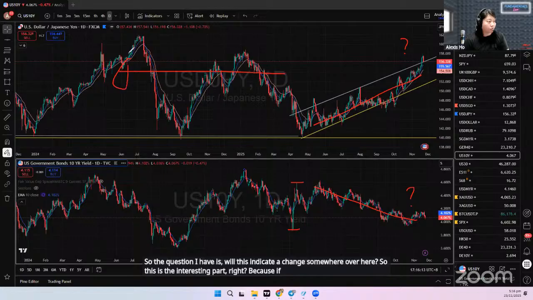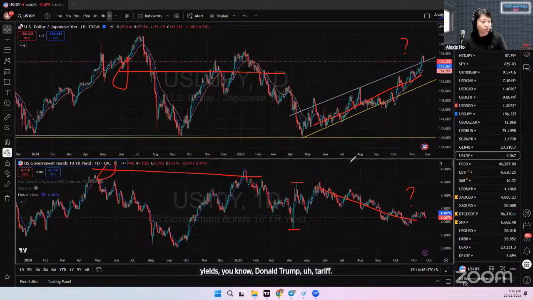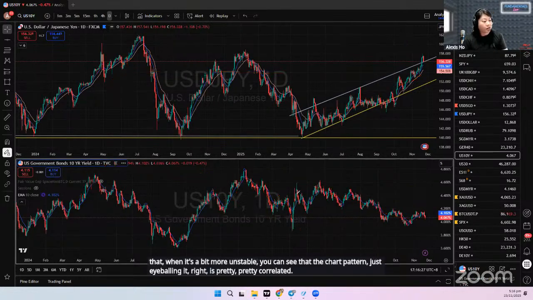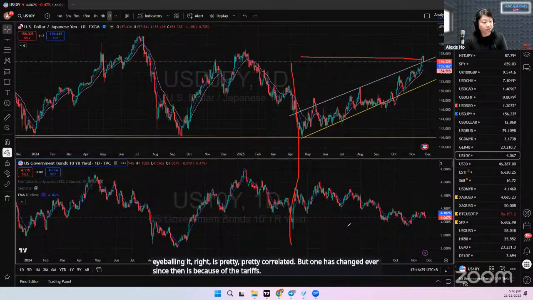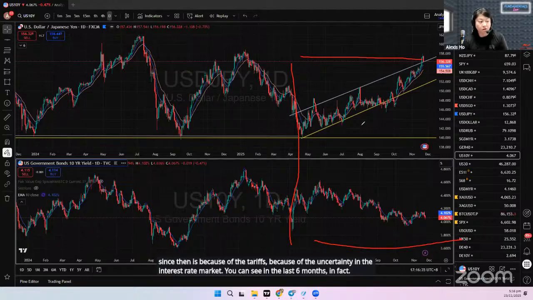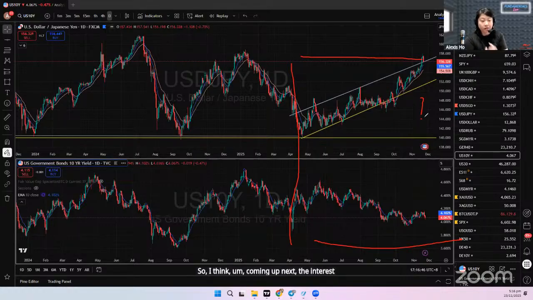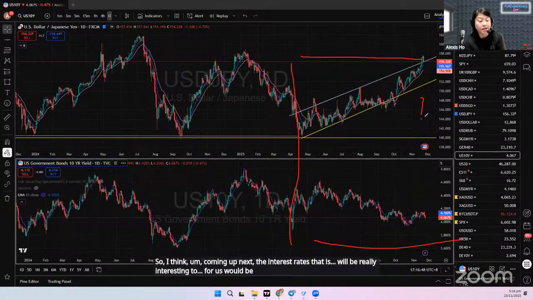Because if you look prior to the Donald Trump tariff situation and stuff like that, when it's a bit more unstable, you can see that the chart pattern, just eyeballing it, is pretty correlated. What has changed ever since then is because of the tariffs, because of the uncertainty in the interest rate market. You can see in the last 6 months, in fact, we do have a divergence of the correlation. So with the divergence of a correlation, the question I have for the market is, when will we go back into correlation? Coming up next, the interest rates that will be really interesting for us would be the Japanese interest rates, as well as the Fed Watch CME interest rates.